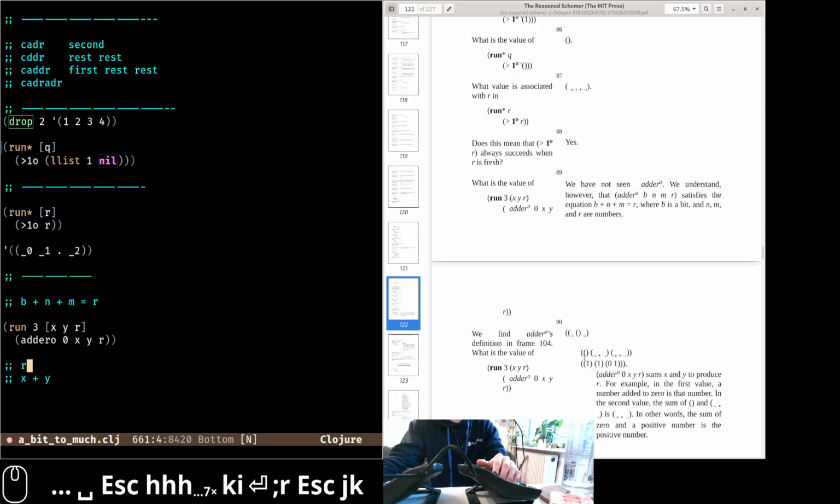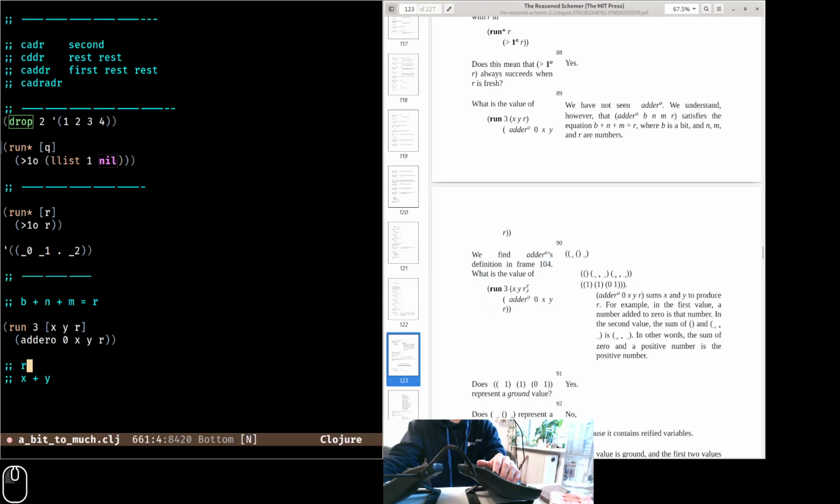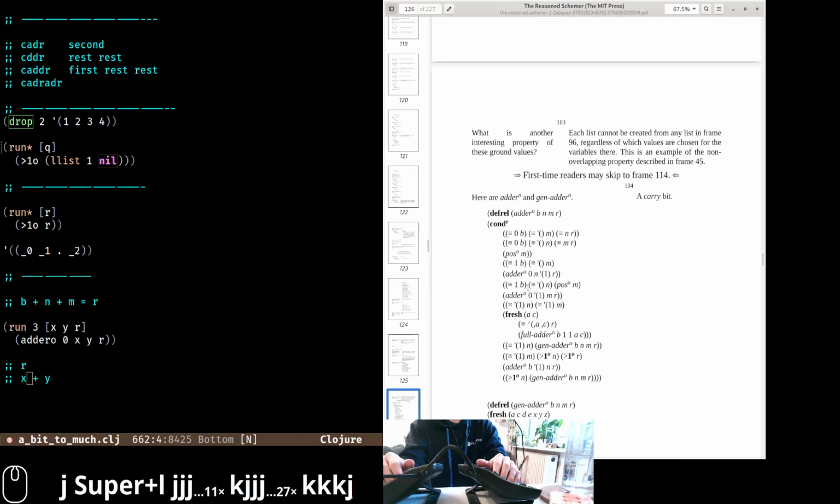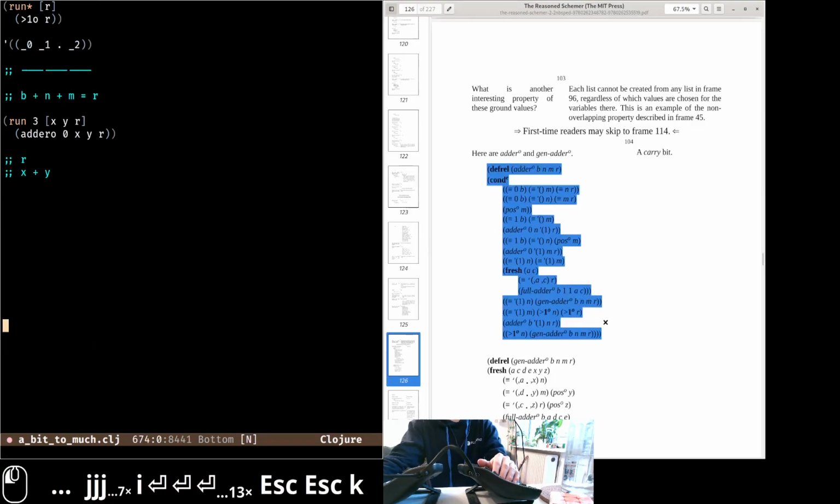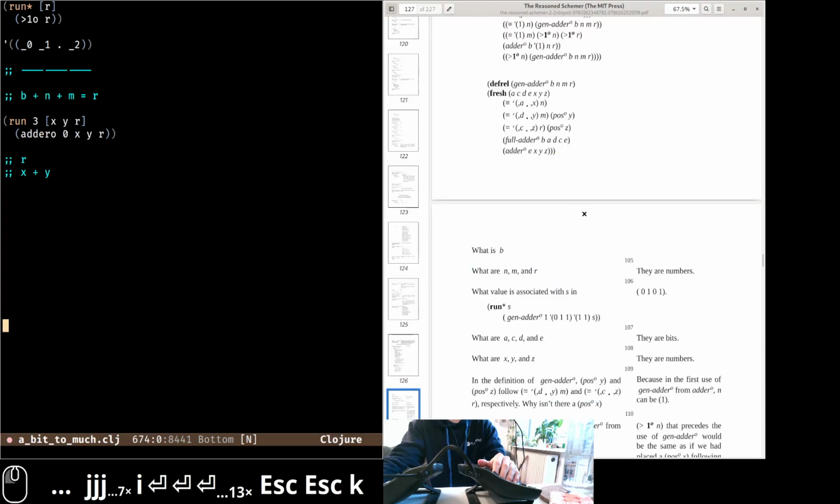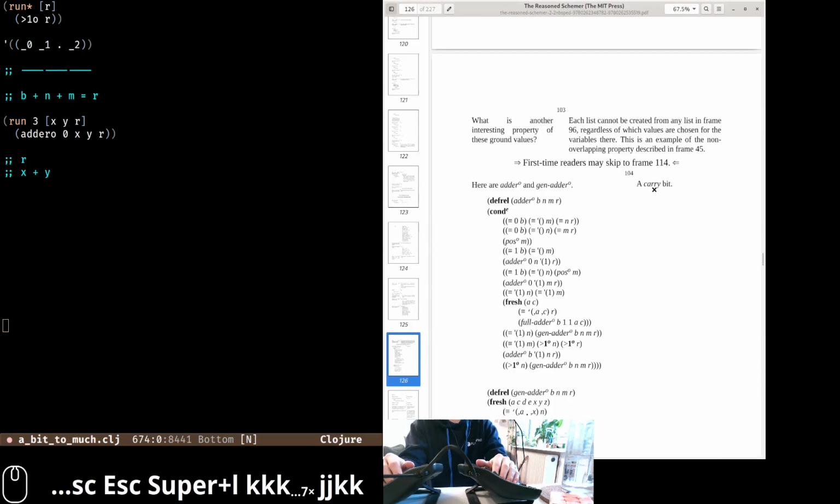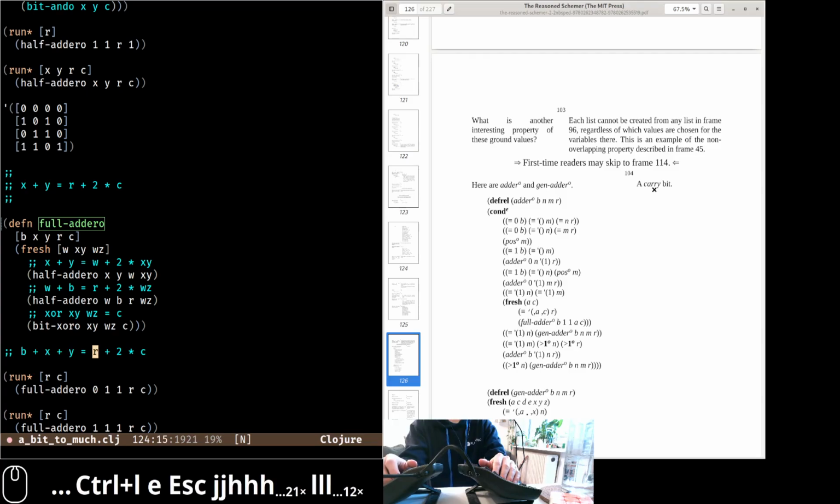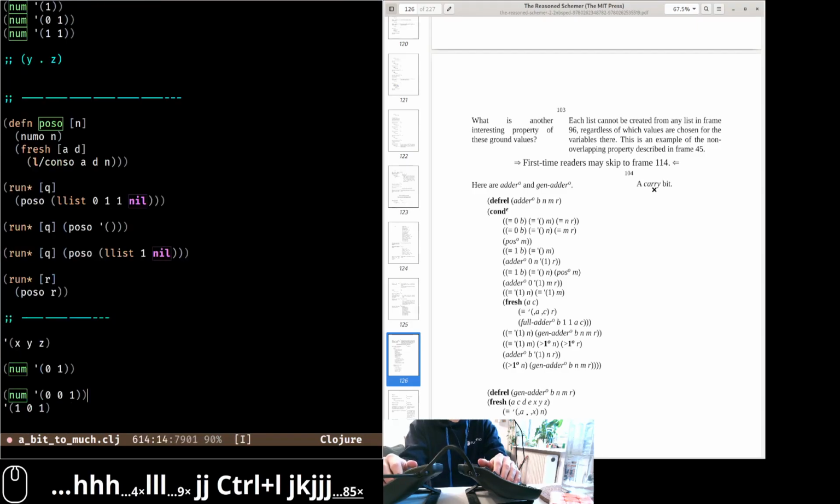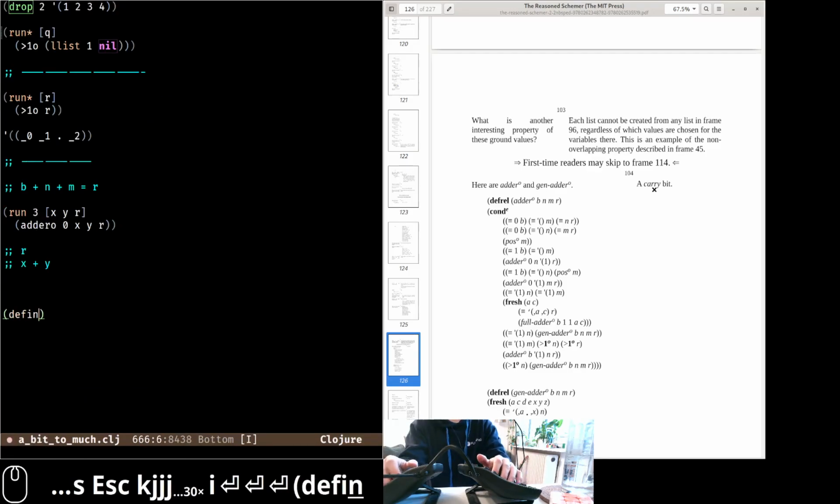What is this? Oh, so yeah, true. We find adder's definition in frame 104. What is the value of this? Do you need to scroll down? Adder is quite complicated. Oh, this is a more generalized version. It depends on full adder. Full adder was that you take 2 bits, you take 3 bits, and then you return r plus 2 times c. Coming up with it myself right now would be quite a challenge.